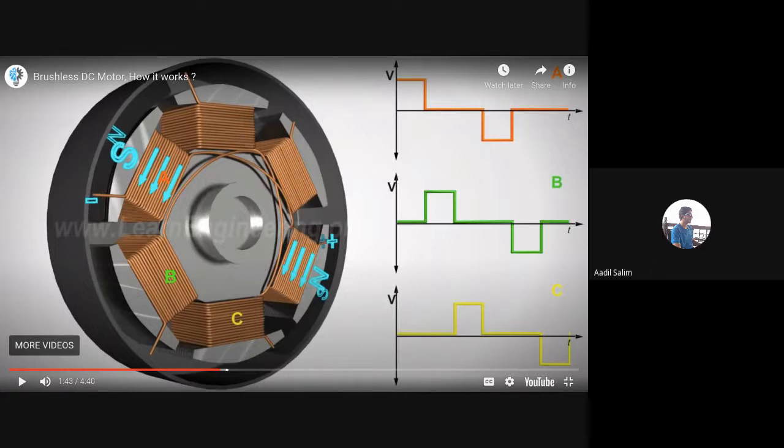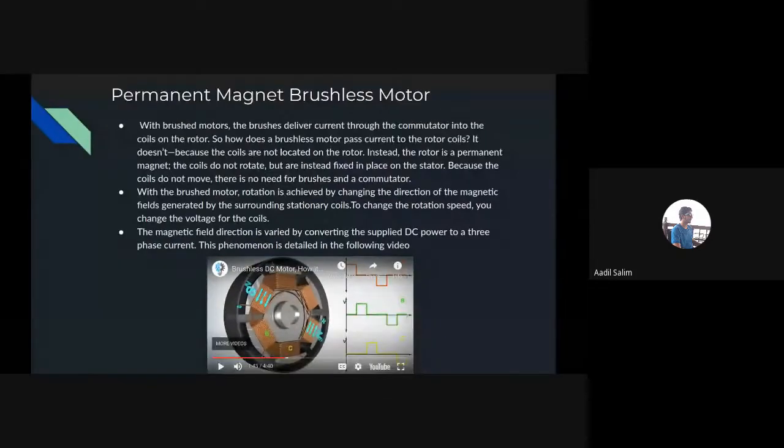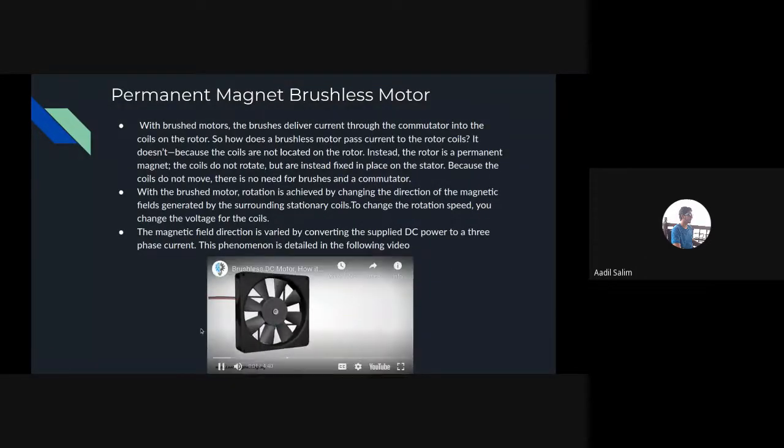So throughout all these phases, our rotor, that's a permanent magnet, will constantly try to keep aligning with the instantaneous magnetic field. And this leads to a smooth rotation of the permanent magnet and hence the shaft itself. I hope it's clear.